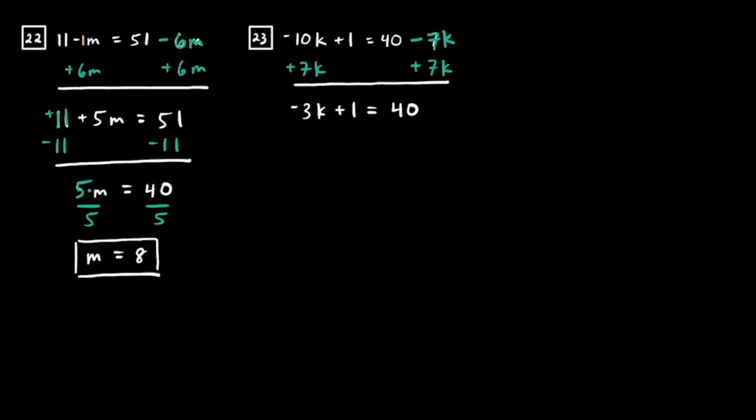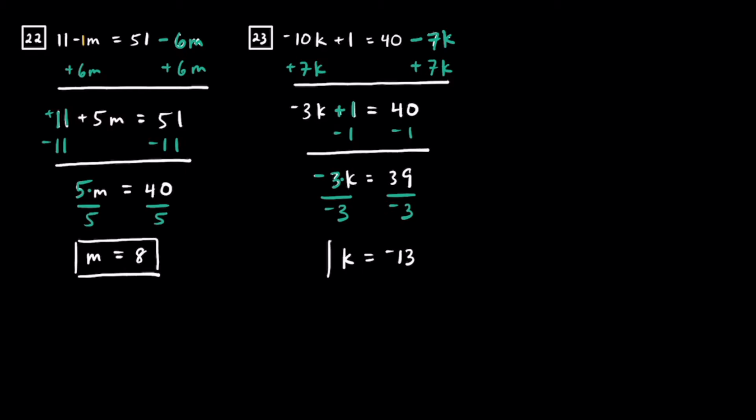And now we have a two-step equation, so let's get k alone. So let's get rid of this plus 1 first. Let's move it to the right side by taking away 1 from both sides. And so we have negative 3k is equal to positive 39. And to get this k to have a coefficient of 1, let's go ahead and divide both sides by negative 3. So we get positive 1k, or just k, is equal to 39 divided by negative 3 is going to equal negative 13. There's our solution.